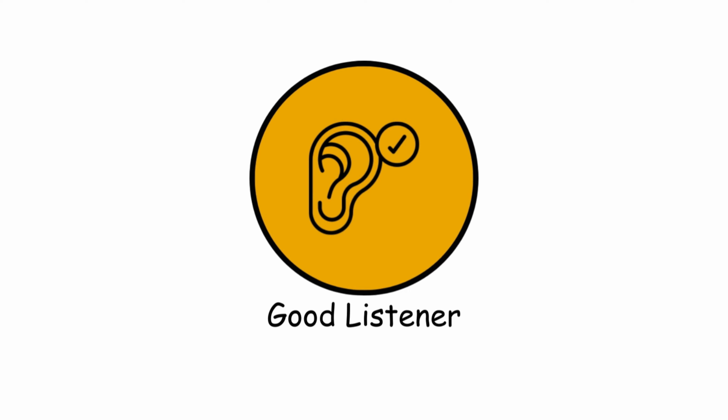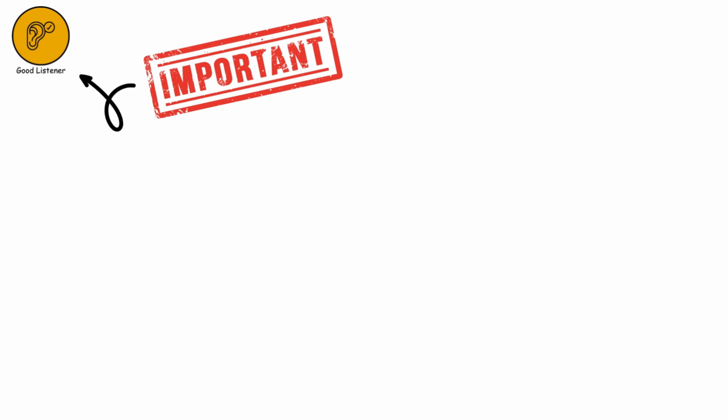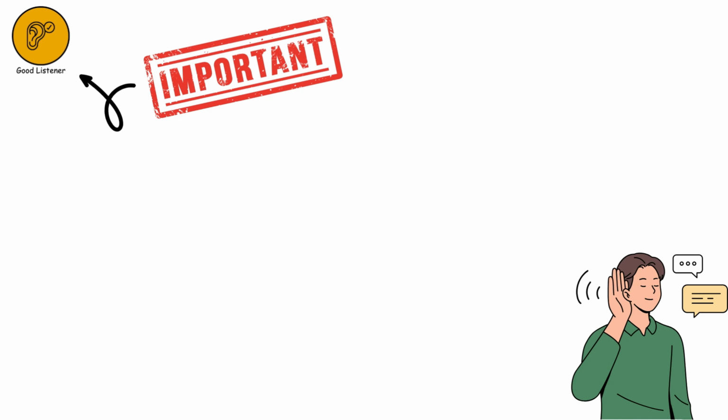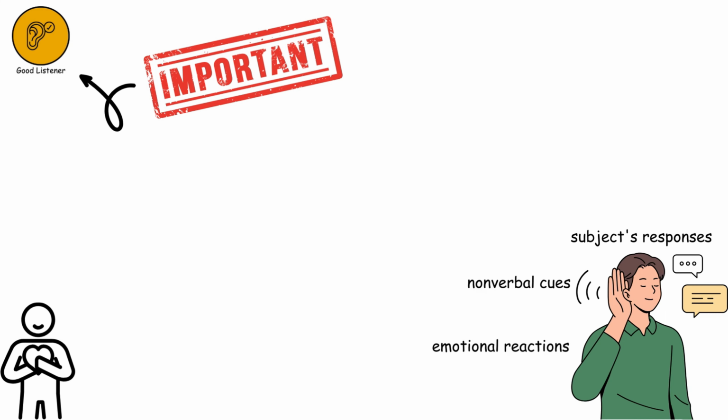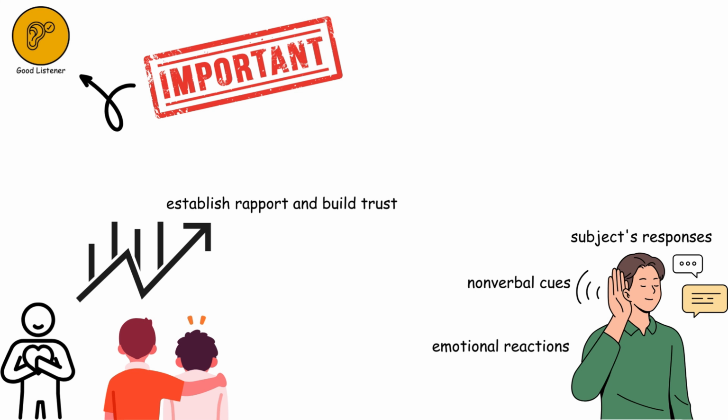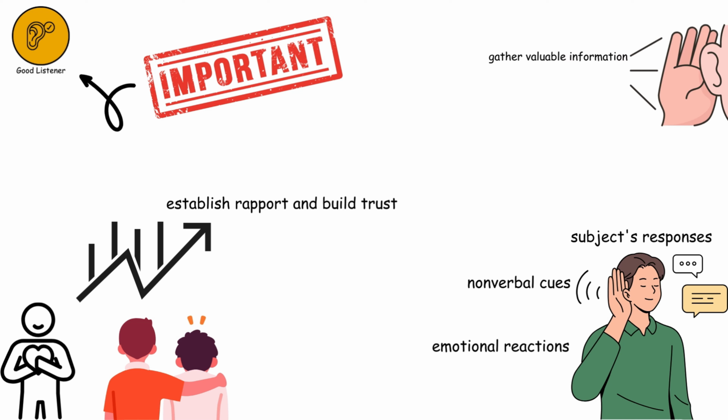Good listener. Being a good listener is essential in interrogation, as it involves actively paying attention to the subject's responses, nonverbal cues, and emotional reactions. Interrogators who demonstrate genuine interest in what the subject has to say and show empathy towards their concerns are more likely to establish rapport and build trust. Being a good listener allows interrogators to gather valuable information, identify inconsistencies, and adapt their questioning strategies accordingly.